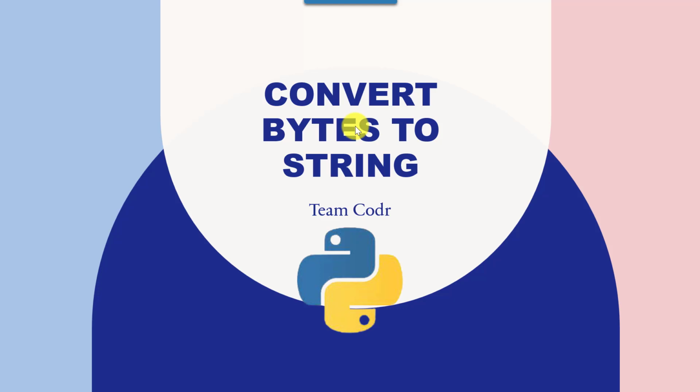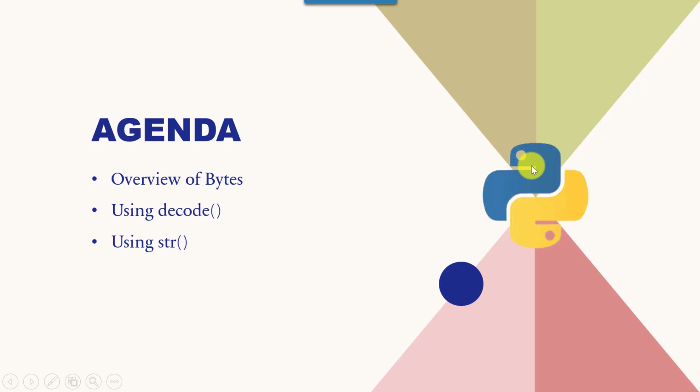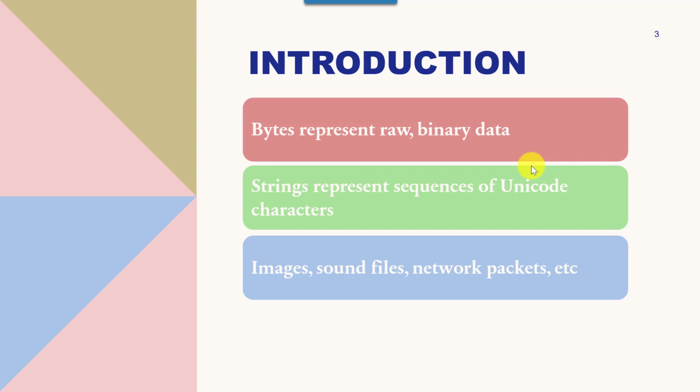Hello and welcome everyone. In this video tutorial, we will understand how we can convert bytes data to string. We will cover the overview of bytes data, why we need to define bytes data. Then we will cover two major methods for converting bytes data to string data. The very first method is by using the decode method, and the second method is by using the str constructor. So without any further ado, let's move to the first topic and understand the bytes data.